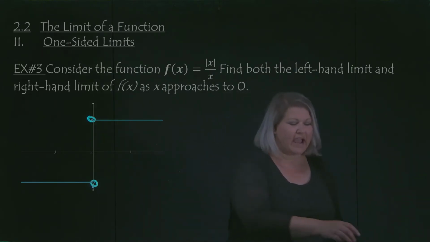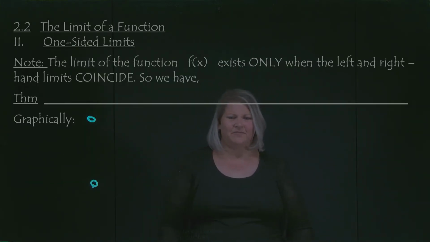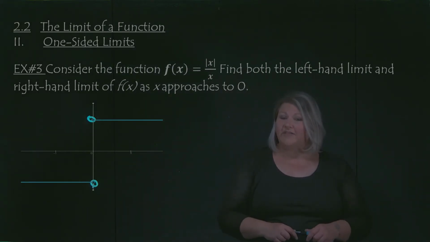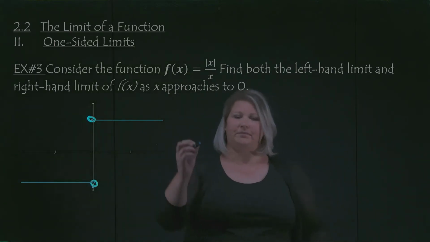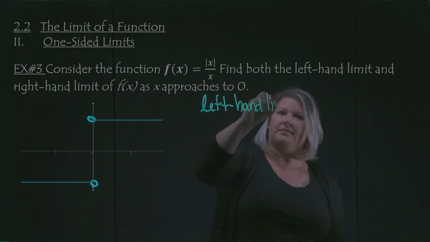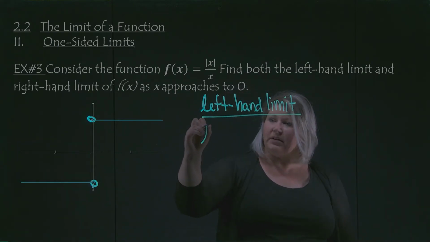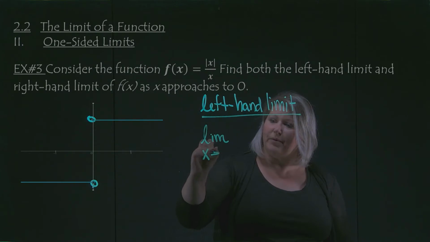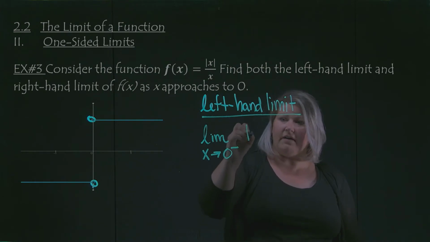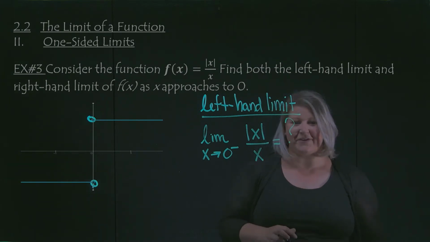So looking at that graph, I can have an idea of the different limits that I have going on here. All right, let's look at the left-hand limit. For the left-hand limit, I am going to look at the limit as x approaches 0 from the left of the absolute value of x over x. And I want to figure out what's that value.